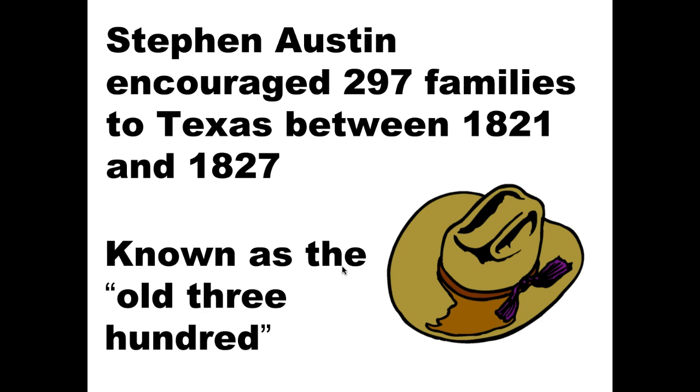So Stephen Austin is bringing down 297 families to settle in Texas between 1821 and 1827. Now, even though it's technically not 300 families, this group of families is usually affectionately called the Old 300. So when you talk about Texas history, if you can trace your family back to one of these original 300 families, that's kind of a big deal. So the Old 300 are coming down into this particular area and settling.